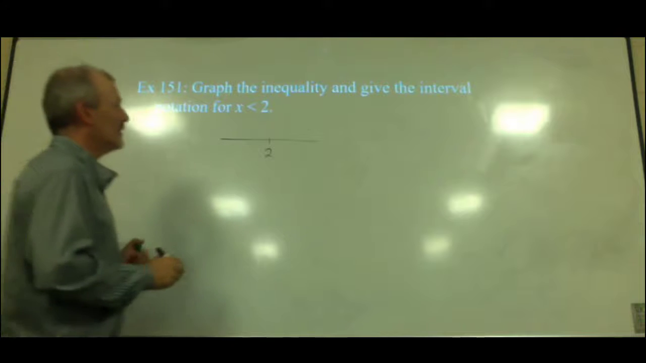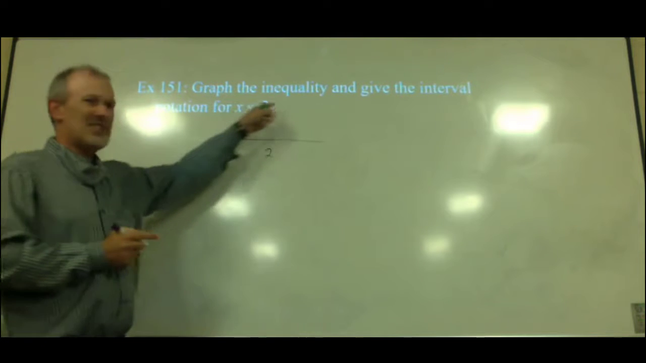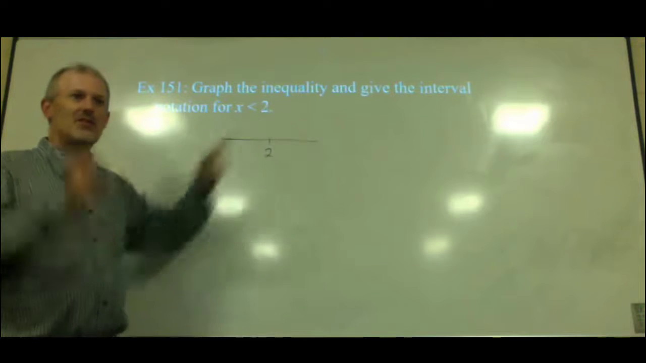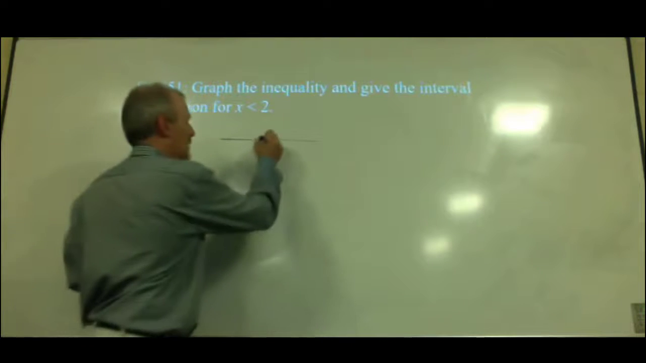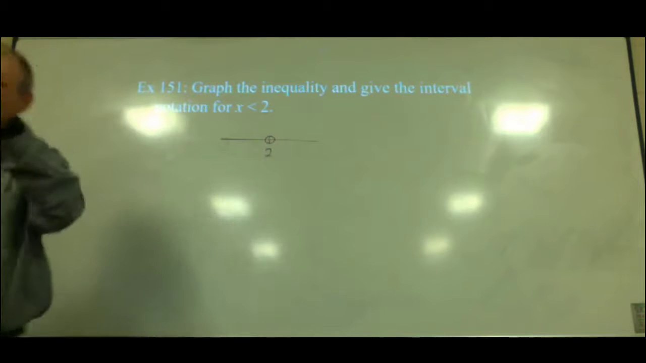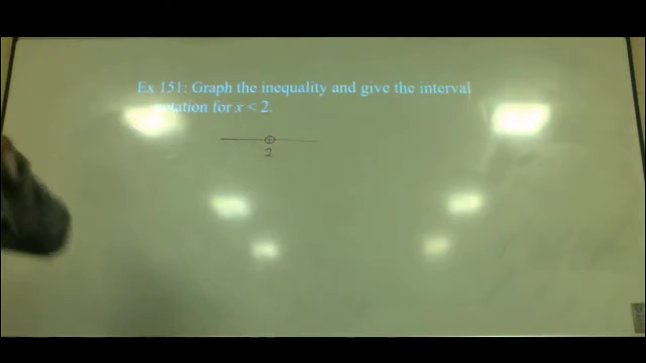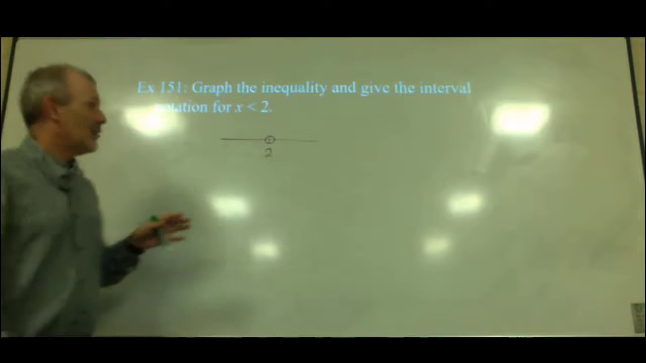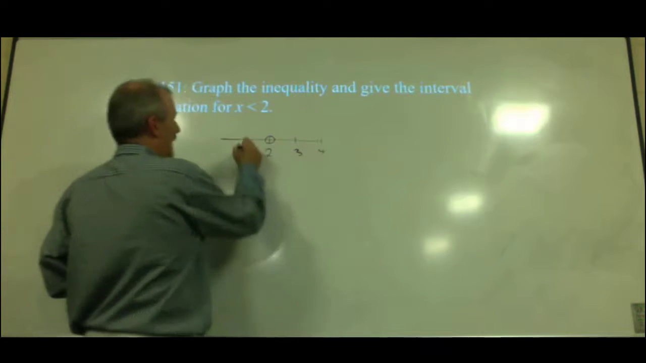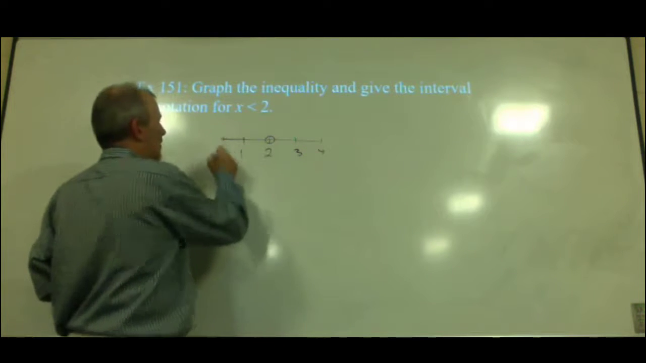And then, is 2 included? Could I say 2 is less than 2? No, 2 is not less than 2. So here's what we do: we're going to use an open circle to say that boundary point, 2, is not part of our answer. And then numbers that are less than 2, if you want to put some more numbers here, like 3 and 4, you can. But I don't need to see them.